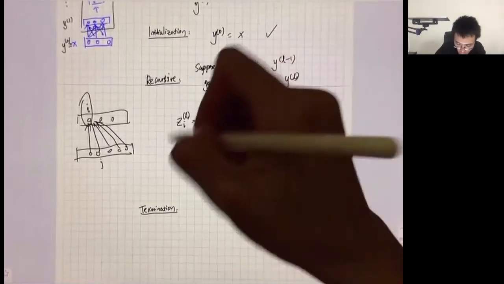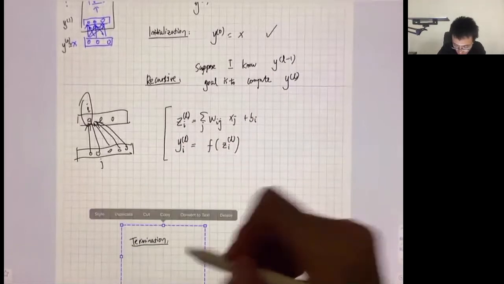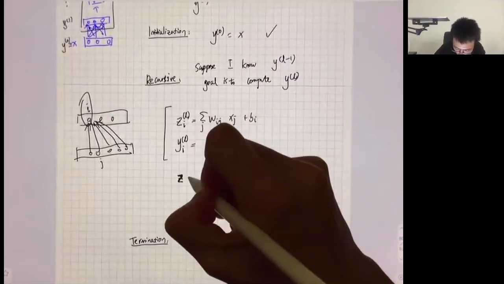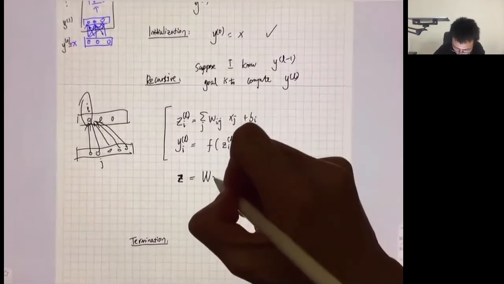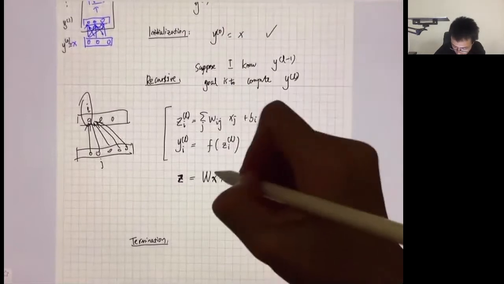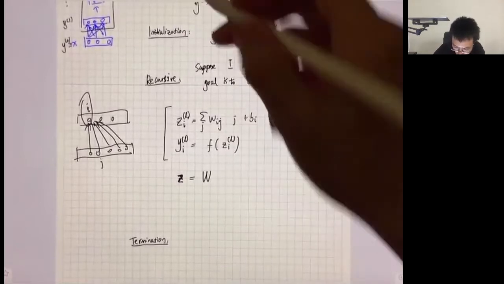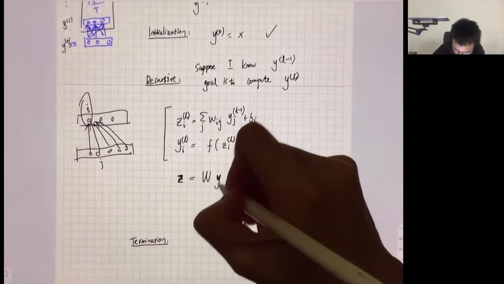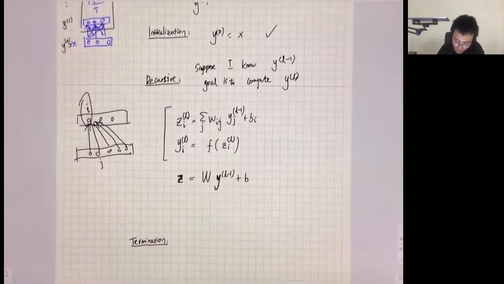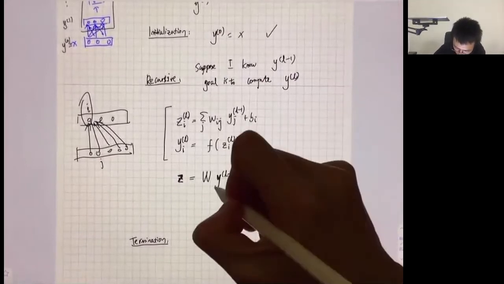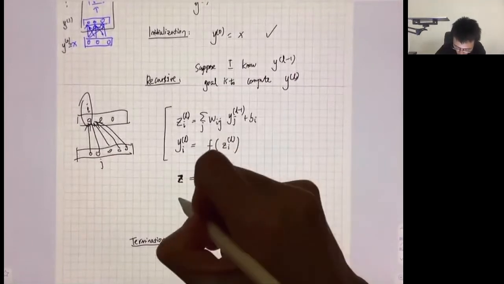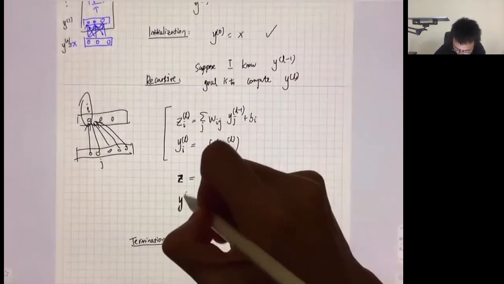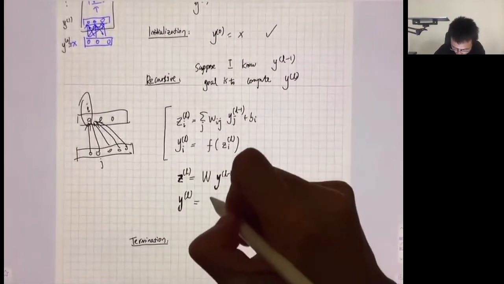Then in the vector form, so this was the pointwise form, but in the vector form, I can concisely write Z as a vector: Z is W X plus B, where X, this is not X, this is the Y L minus 1, plus B. And Y for the nth layer is the activation function applied on Z.